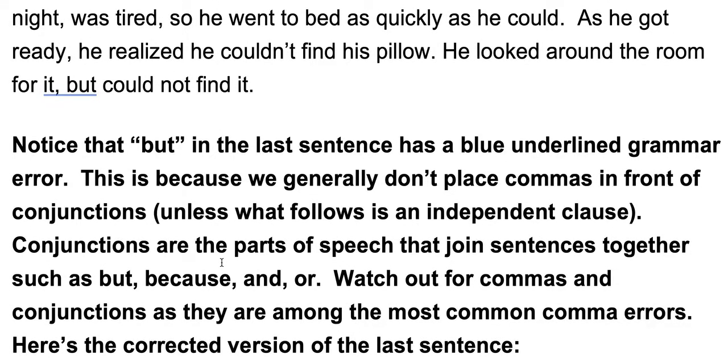This is because we generally don't place commas in front of conjunctions, unless what follows is what's called an independent clause. So an independent clause is basically something that would act as a full sentence. So notice up here, if I went but, he could not find it, the grammar error goes away, because this, he could not find it, that's an independent clause. It's an idea that could stand on its own. Okay? Conjunctions are the parts of speech that join sentences together, such as but, because, and or. Watch out for commas and conjunctions, as they are among the most common comma errors.